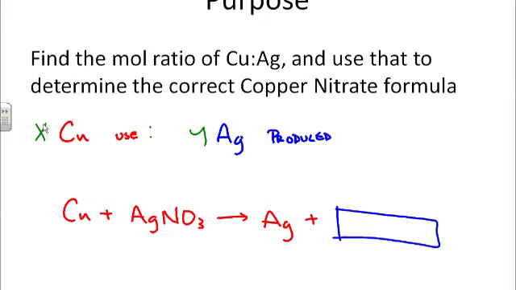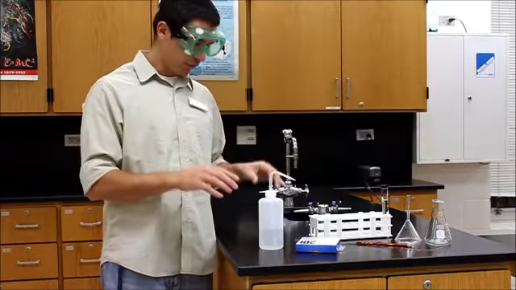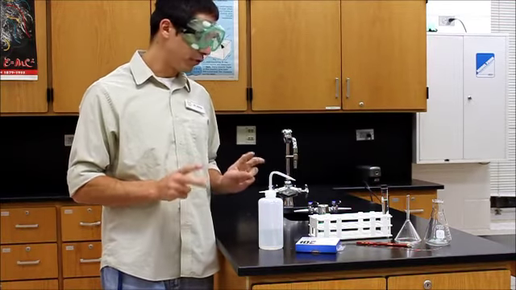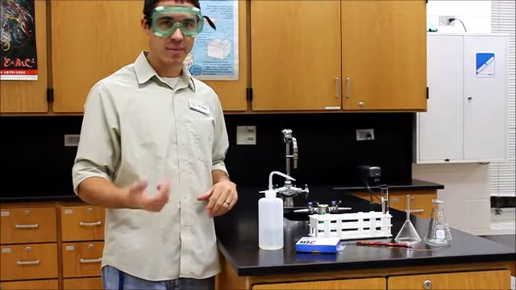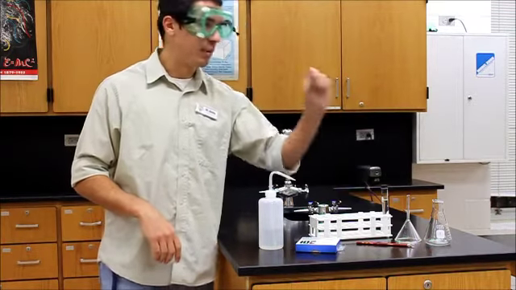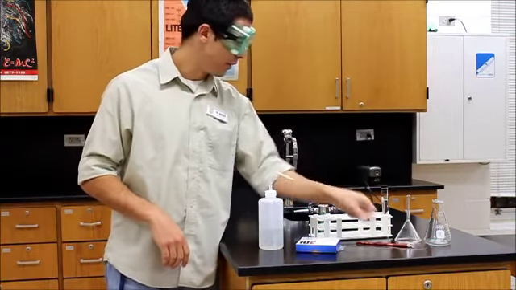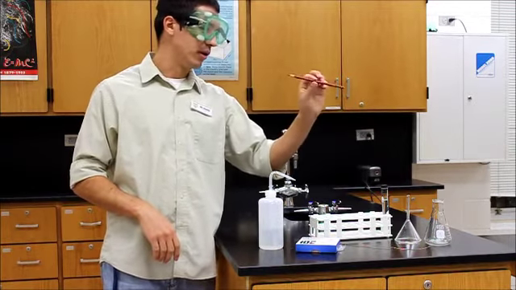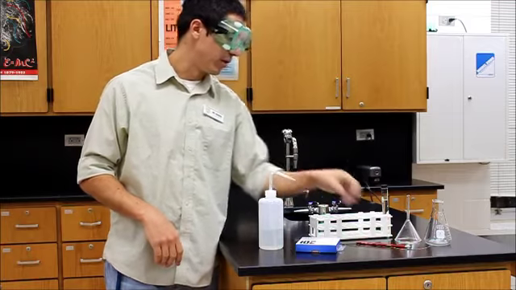So let's take a look at some of the materials you're going to find in the lab. Okay, over here we have all the materials we need for our copper silver nitrate lab. The first two things we need are our two reactants, copper and silver nitrate. We're going to get the copper from a copper wire here, and then for the copper wire you're going to need some kind of writing utensil, doesn't matter what it is, to wrap the copper wire around.